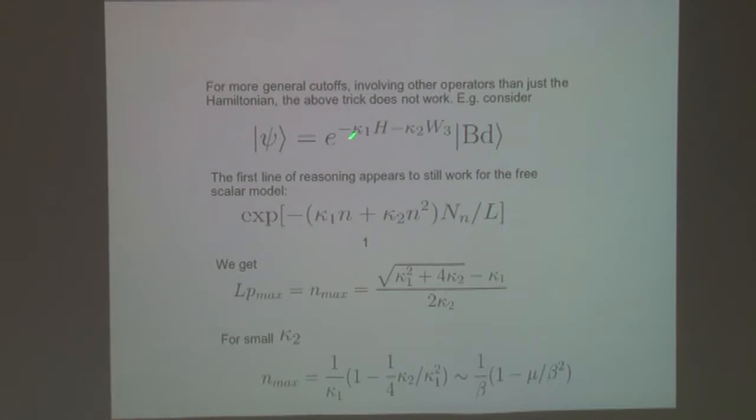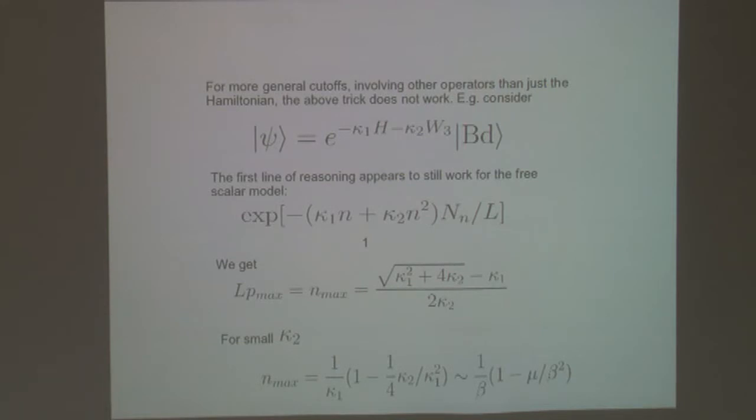Now, the interesting thing is that that cutoff was very convenient, because that cutoff allowed an interpretation in terms of imaginary time evolution. Suppose, however, you put in a cutoff which has not only the Hamiltonian, but some other conserved charge. In particular, suppose my conformal field theory has higher conserved charges like the W's. So now I have a kappa 1 h and a kappa 2 W3. This does not have the interpretation of an imaginary time evolution anymore.